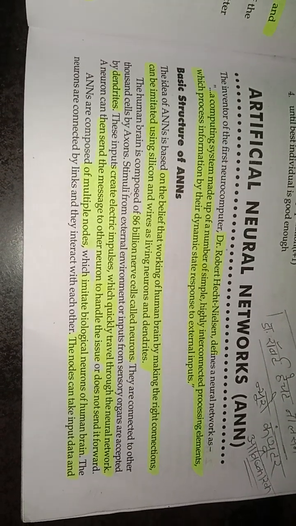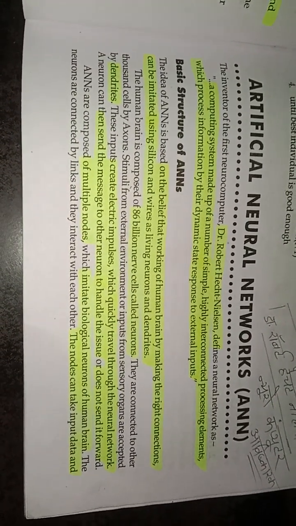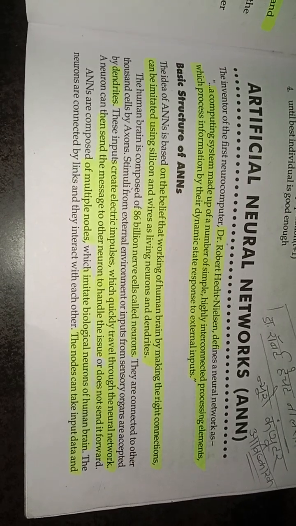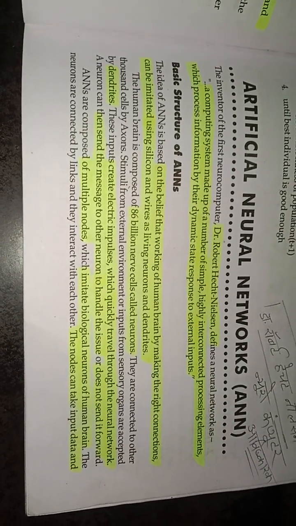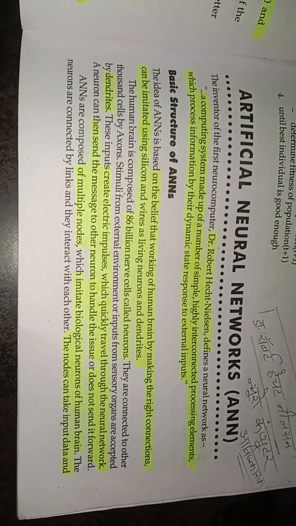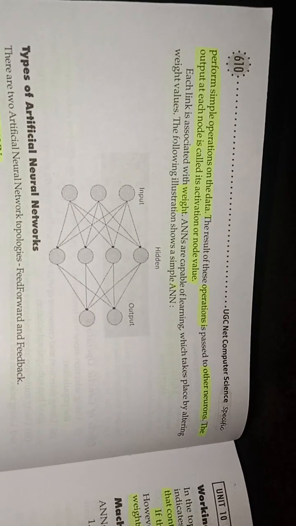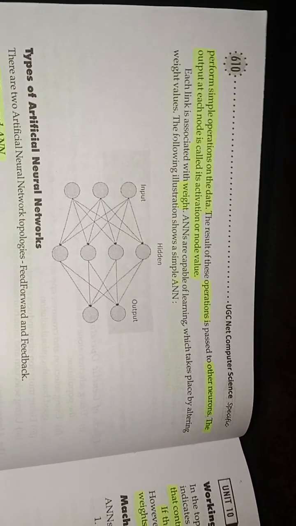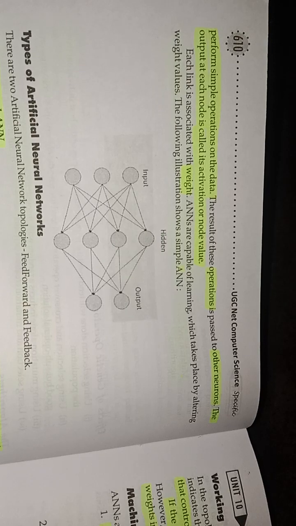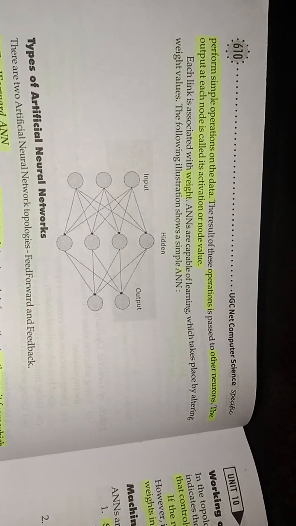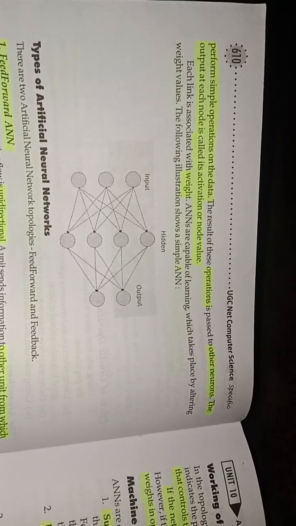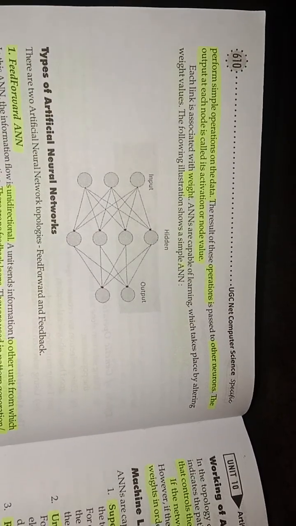ANNs are composed of multiple nodes which imitate the biological neurons of the human brain. The neurons are connected by links and they interact with each other. The node can take input data and perform simple operations on the data. The result of these operations is passed to other neurons. The output at each node is called its activation or node value.